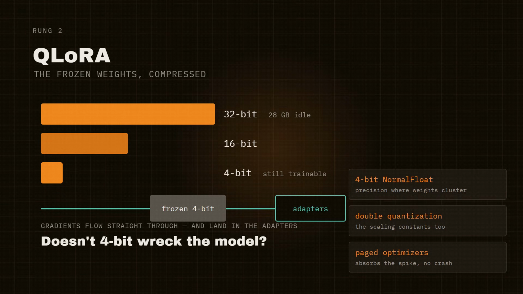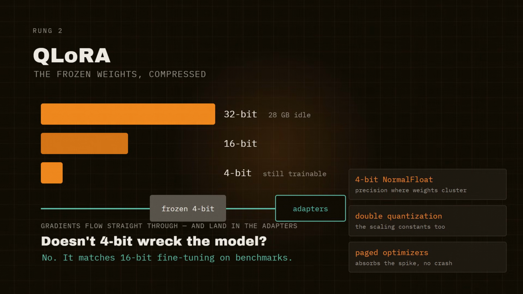Now, the obvious objection, surely 4-bit wrecks the model. The answer is no, and it's been tested hard. QLoRA beats naive 4-bit quantization outright and matches 16-bit fine-tuning on benchmarks. It's how a 4-bit chatbot got fine-tuned on 1 GPU in 24 hours and benchmarked close to ChatGPT level quality at the time, on 1 GPU in a day.